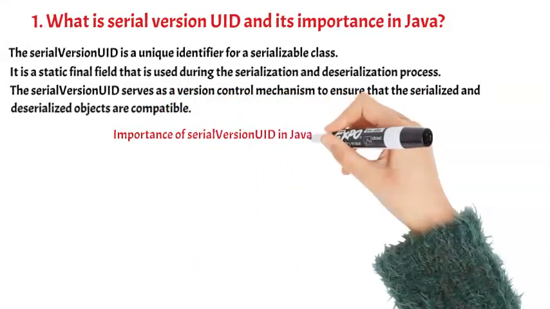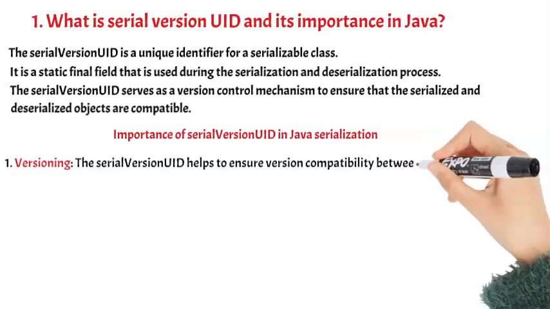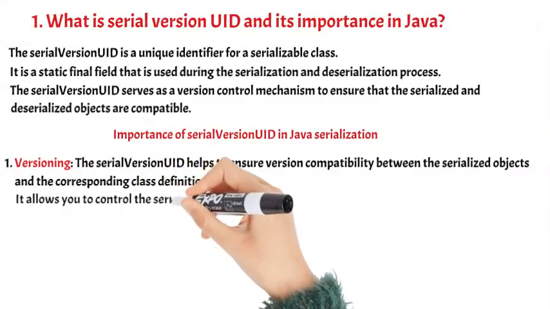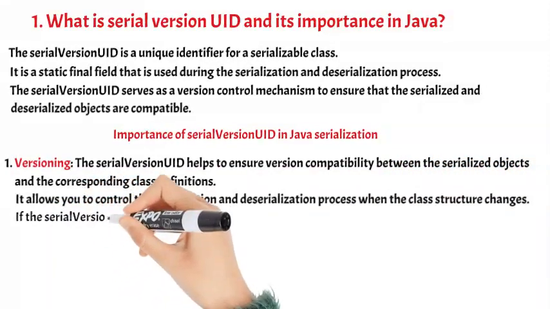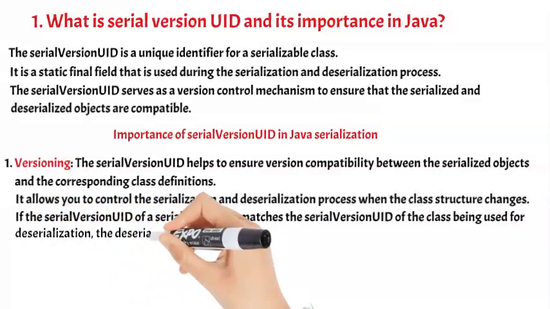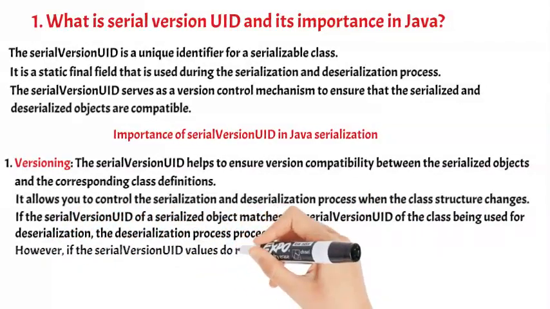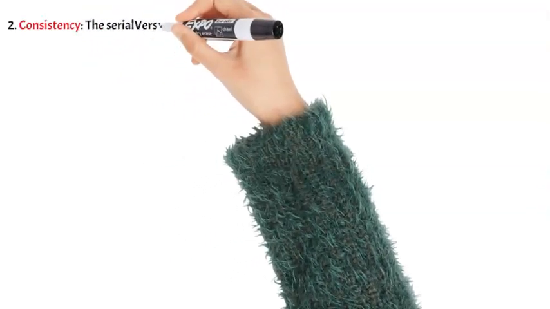Importance of serial version UID in Java serialization. 1. Versioning. The serial version UID helps to ensure version compatibility between the serialized objects and the corresponding class definitions. It allows you to control the serialization and deserialization process when the class structure changes. If the serial version UID of a serialized object matches the serial version UID of the class being used for deserialization, the deserialization process proceeds smoothly. However, if the serial version UID values do not match, an invalid class exception is thrown, indicating an incompatible class version.